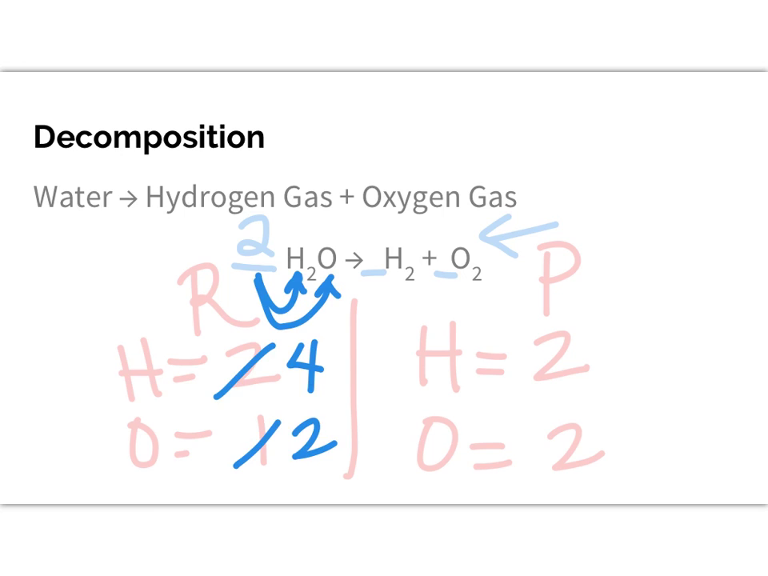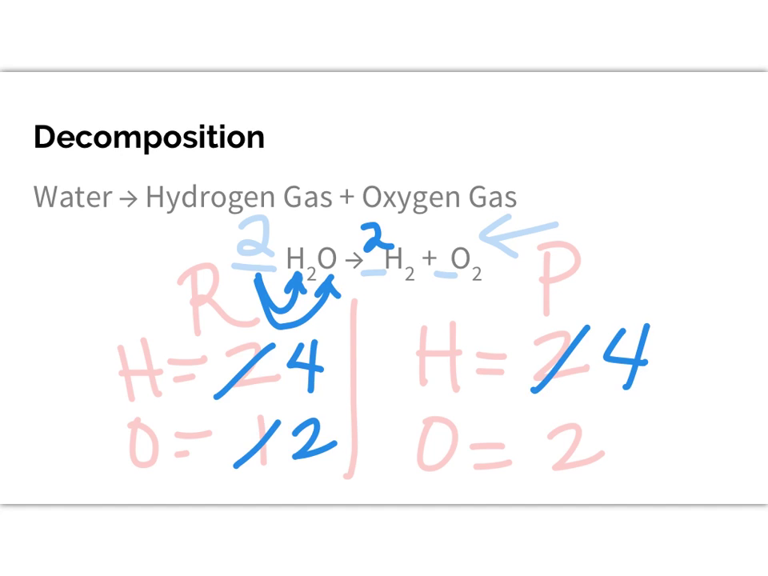So this has helped balance out my oxygens, but now I need to take a look and balance out my hydrogens. So on the right-hand side of the equation, in front of that H2, I'm going to put a 2. So now I'll have 4 hydrogens on the right and 2 oxygens. So this is now more of a balanced equation.